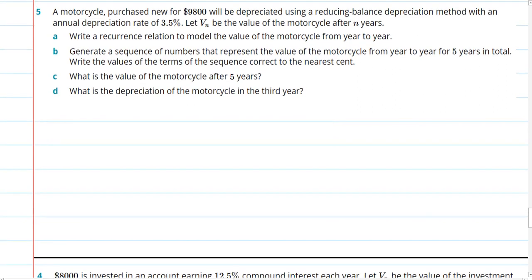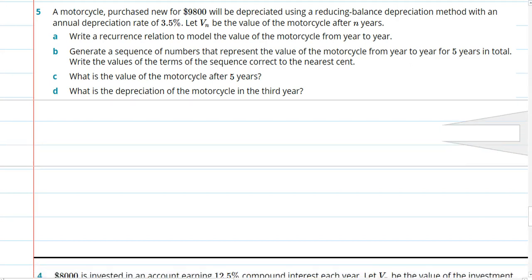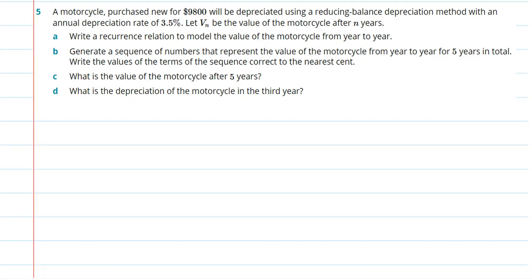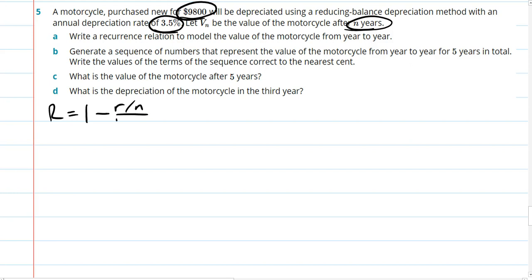Back to this, we'll find the reducing balance depreciation method is the same idea as compound interest, except instead of increasing, we're decreasing in this case. So here's a motorcycle, $9,800, annual depreciation of 3.5%, n years, so there are no compounding periods this time. All the same, except in this case capital R is equal to 1 minus little r over n over 100. So for us, that's going to be 1 minus 3.5 over 1 over 100, because it's just per year. There are no extra compounding periods.